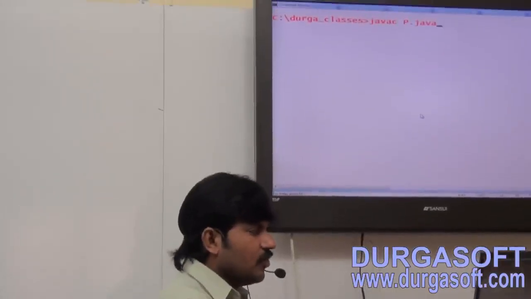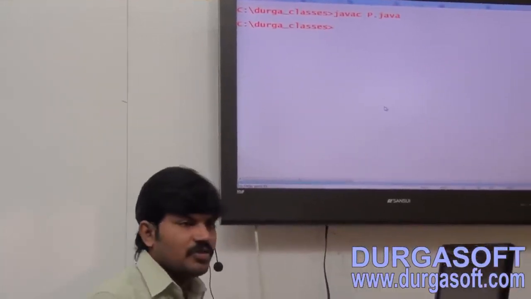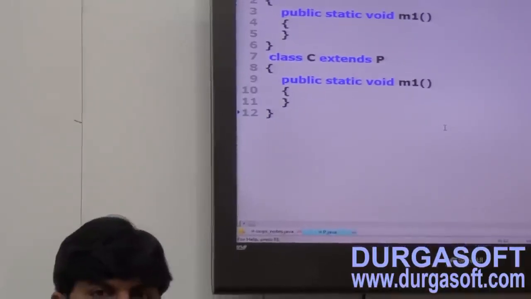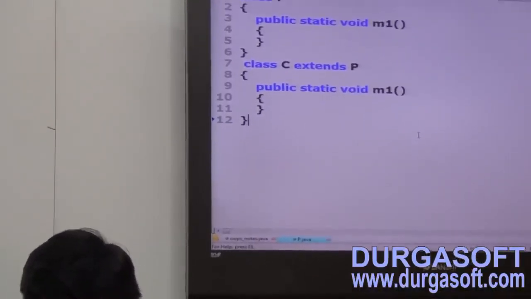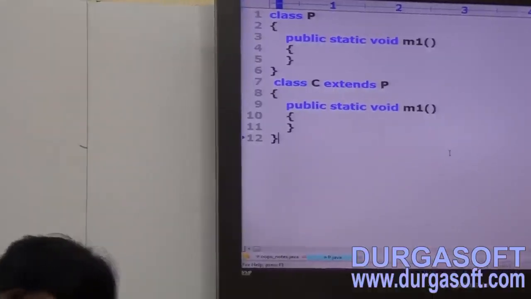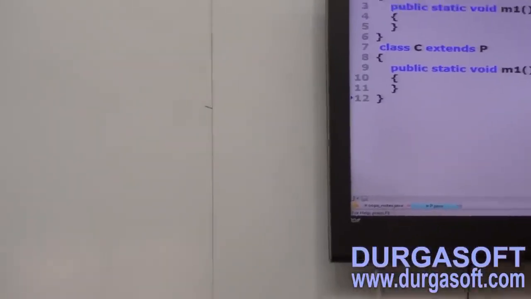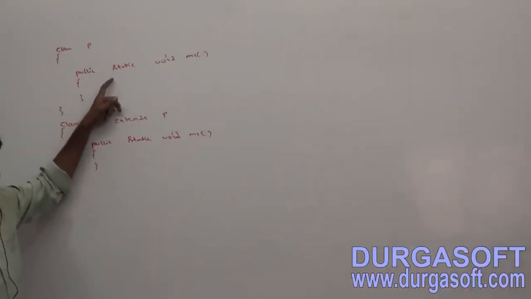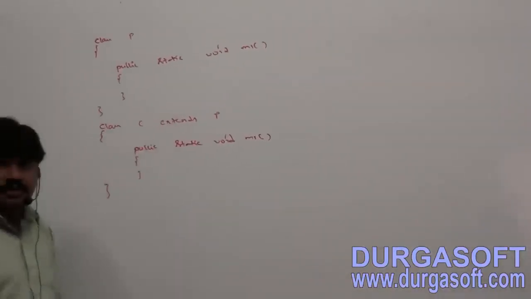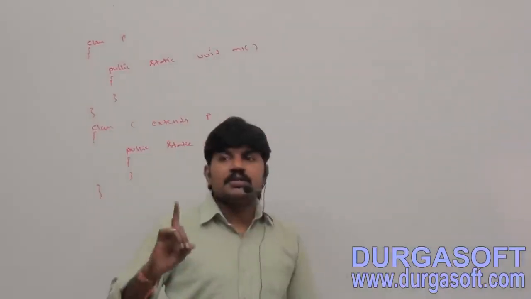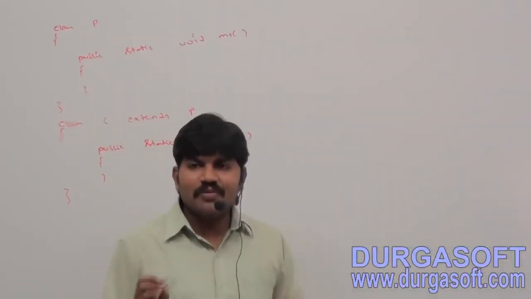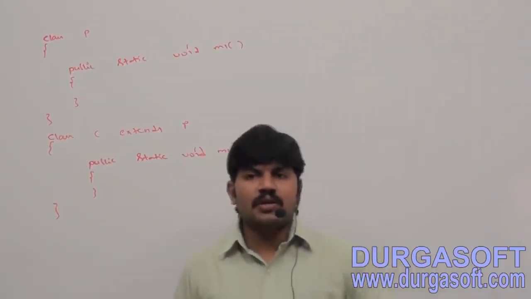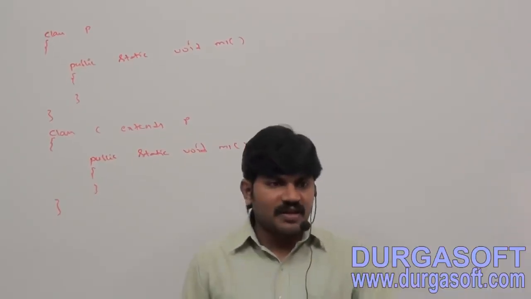Java cp.java, we won't get any compile time error. So it is very clear: can a static method be overridden with another static method? If both are static methods, we won't get any compile time error. It seems the overriding concept is applicable for static methods, but it's not overriding, it is method hiding. Then immediately you may ask, sir, what is the difference between method hiding and overriding?